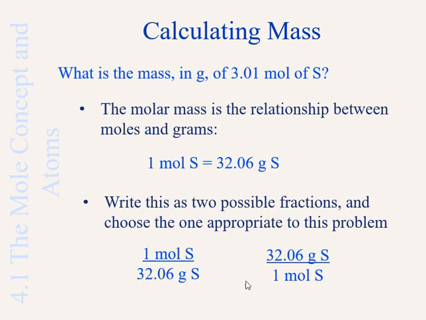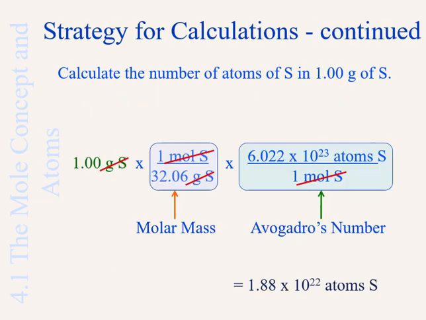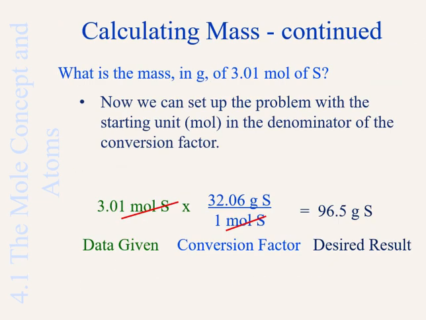Which one of these two will you use to multiply with this value in order to get the answer in grams? If you said number 2, the second one here, then that's right, because the moles of sulfur here and the 1 mole sulfur here are the same unit, so they will cancel out. And so when you do this correctly, what do we get? Here is the answer, 96.5 grams of sulfur. And so that's the desired result.